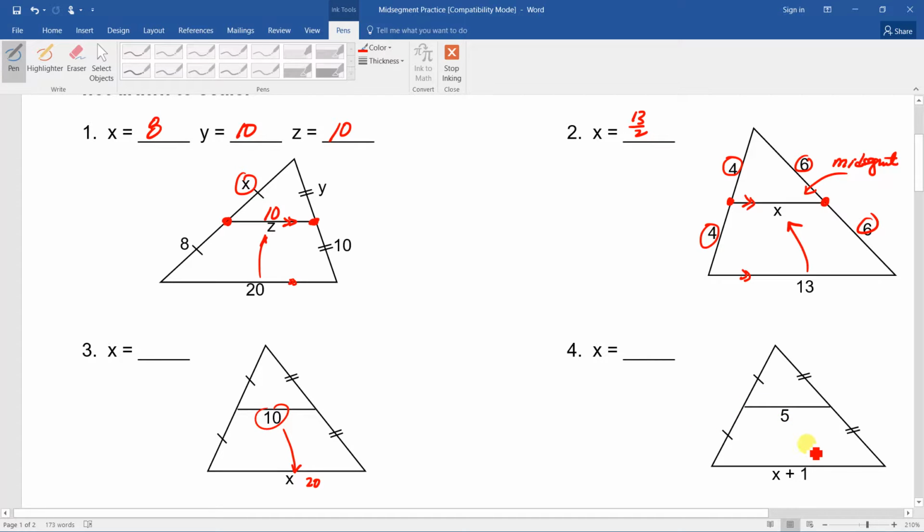And here's another mid-segment question that's reasonably easy, it looks like. So over here, 2 times 5 must equal x plus 1, right? That's 10 equals x plus 1. Solve for x, subtracting 1 from both sides, you get x is equal to 9. So there we have it.